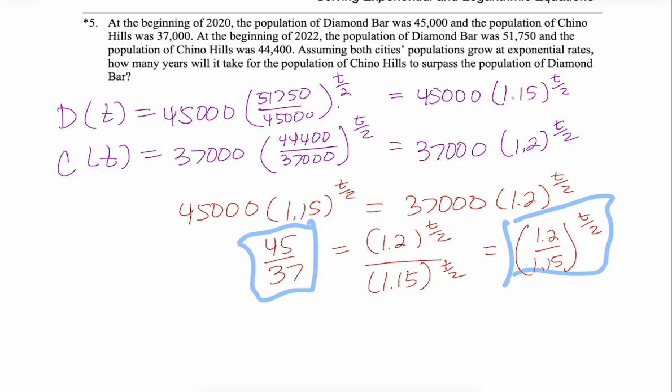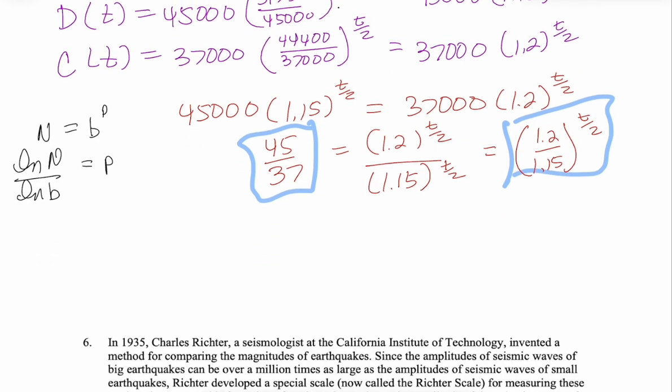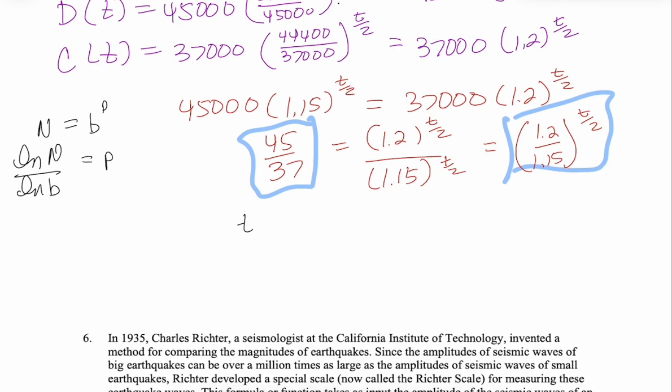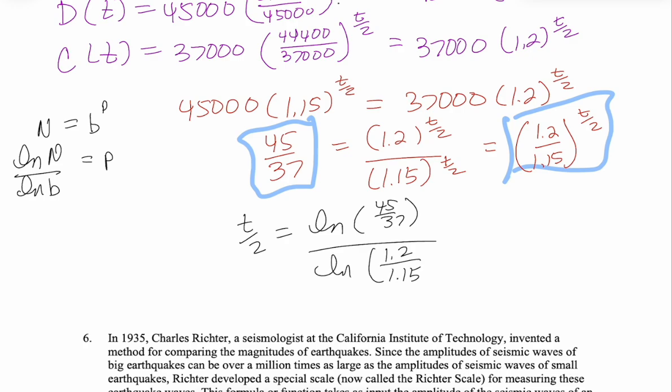Remember, if we have a number equals a base to a power, I know that the power will always be the natural log of the number divided by the natural log of the base. So I can always do that technique. That change of base formula is always going to help me. So I know that our power, t over 2, is the natural log of our number, 45 divided by 37, divided by the natural log of our base, 1.2 divided by 1.15.